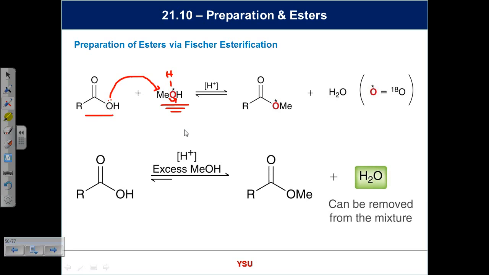Where would the label end up in that system? In the water. The label would end up over here. Now, it turns out the label doesn't end up in the water, because you can isolate the water and take its mass spec, and you find out that it's not in there. It's just regular water. So the mechanism here is obviously something different.